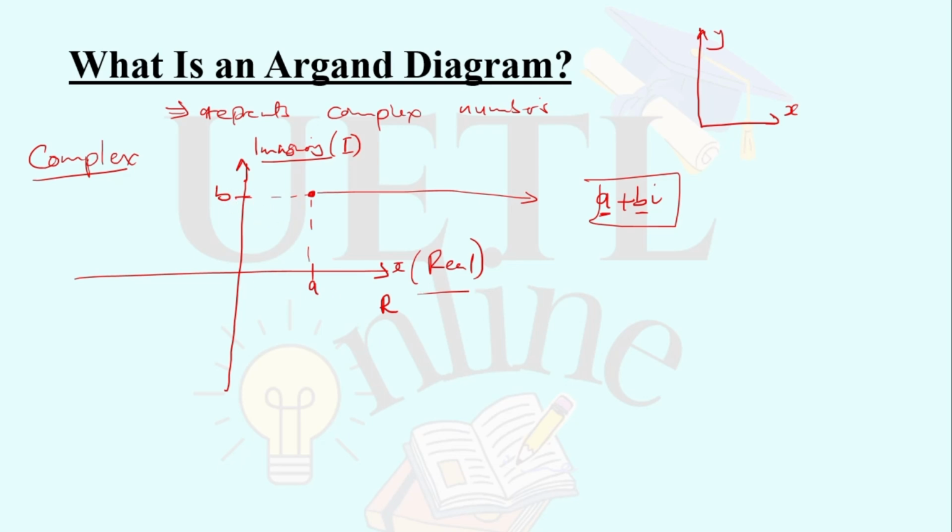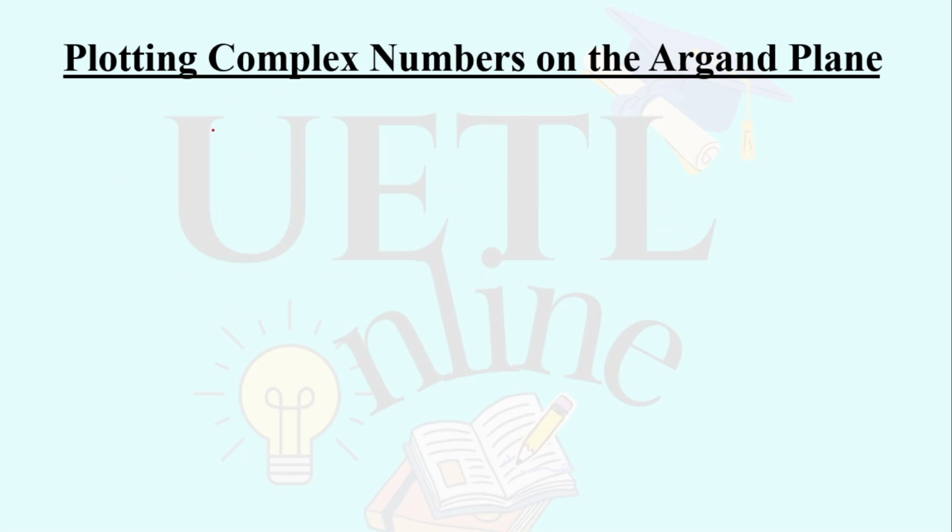Let's see how we plot this. Our next part is plotting complex numbers on an Argand plane. I told you that an Argand plane has a y-axis like this, which represents the imaginary numbers, so it goes this side and this side. Then it has an x-axis like this, which represents real numbers. So this is our Argand plane, and we're going to learn how to plot a complex number on this.